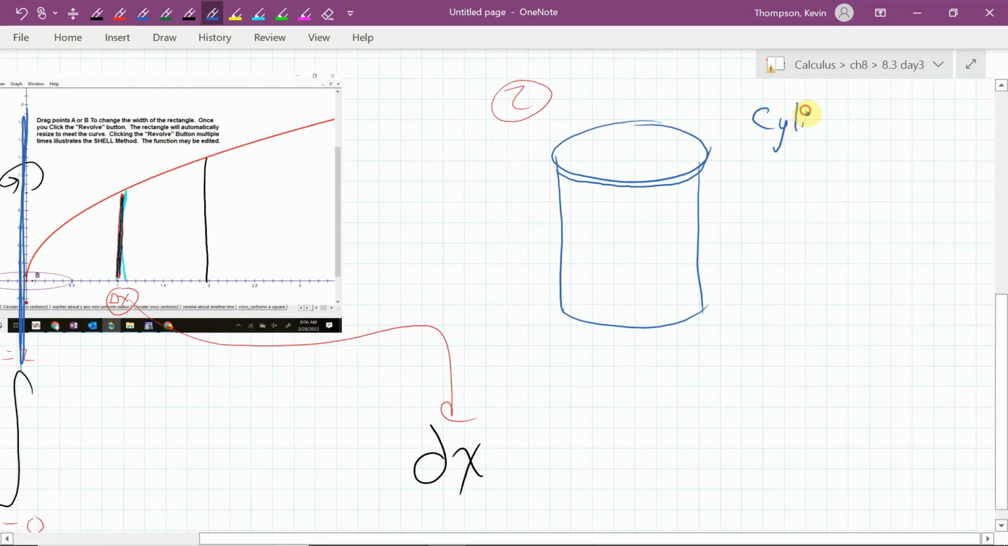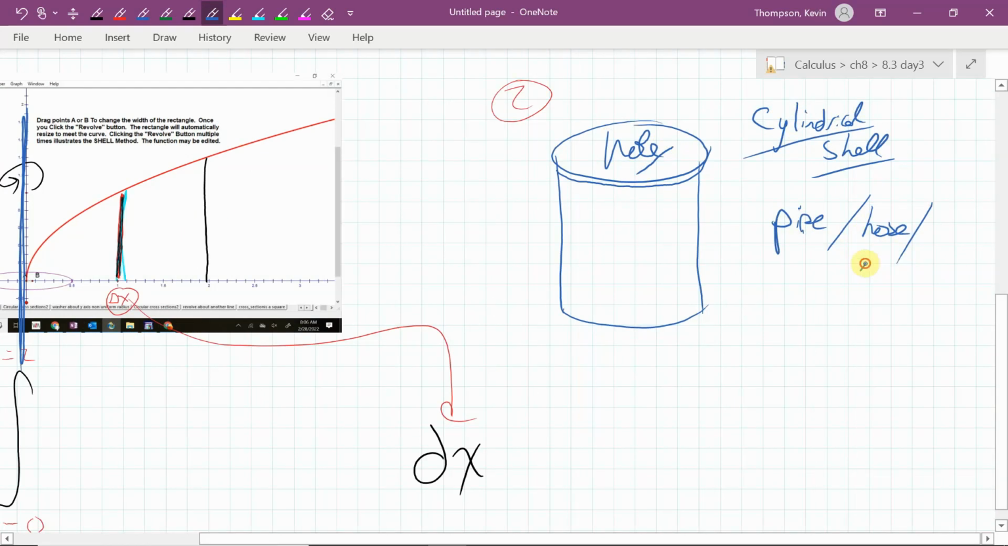And here's our name for today: it's called a cylindrical shell. It's really the shell of a cylinder. There is a hole here, totally empty. I might encourage you to think about it like a pipe or a hose or a tube. We have a thickness to the wall of it.